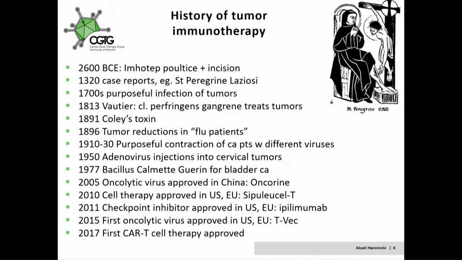And then there's a famous case of Saint Peregrine Laziosi, a priest who had a tumor in his leg, and supposedly Jesus stepped down from heaven and touched the tumor, which got red and inflamed, and then the tumor went away. So in the 1700s, oncologists, or well, there wasn't really a field of oncology, but people treating cancer, they tried to purposefully infect tumors. In the 1800s, they started looking at different specified pathogens for their ability to eradicate tumors.